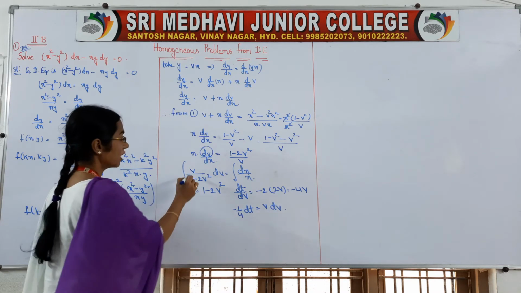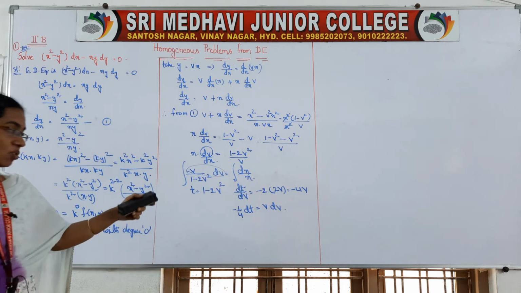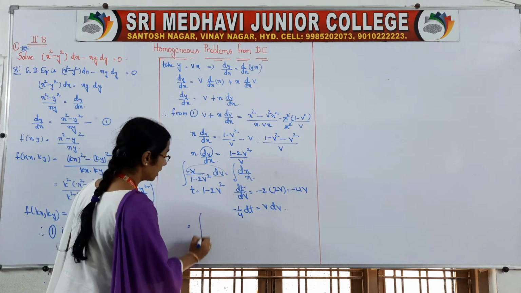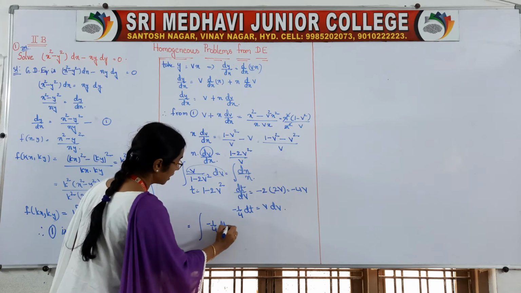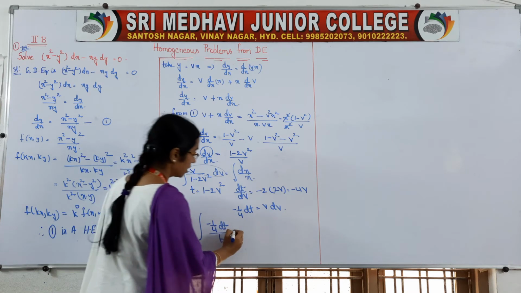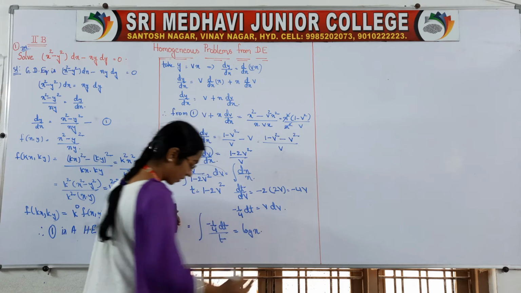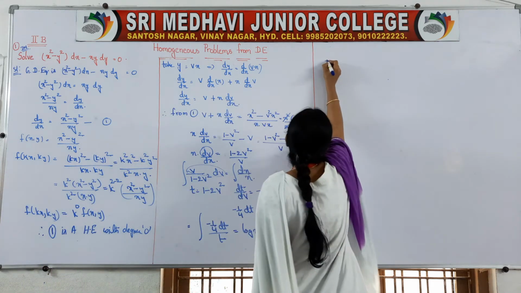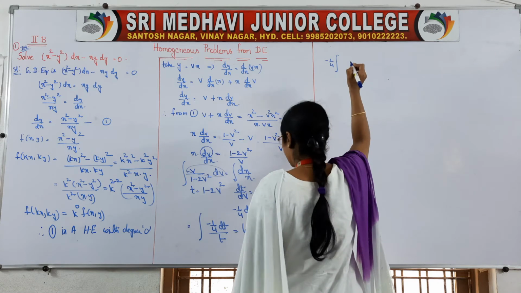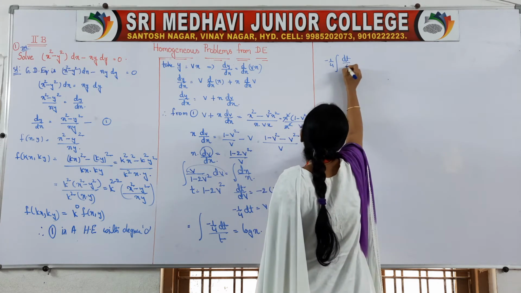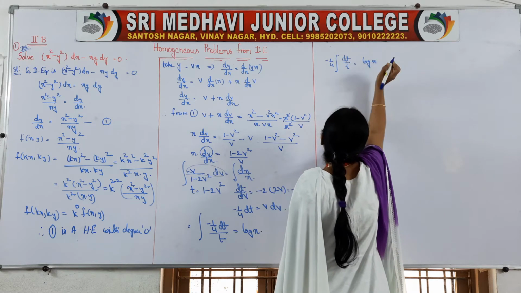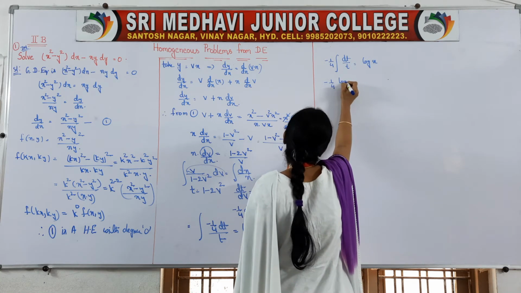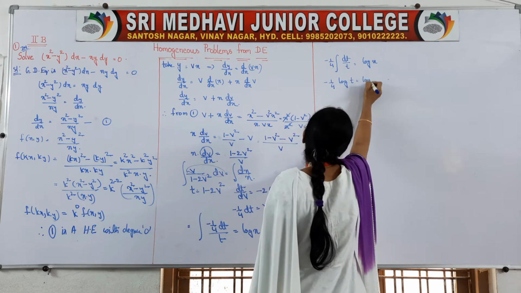Here we are having v dv, so for that sake send that −4 this side. So you will have the integral of −1/4 dt/t = log x. We can take −1/4 outside: −1/4 ∫dt/t = log x. So −1/4 ∫dt/t is log t = log x.